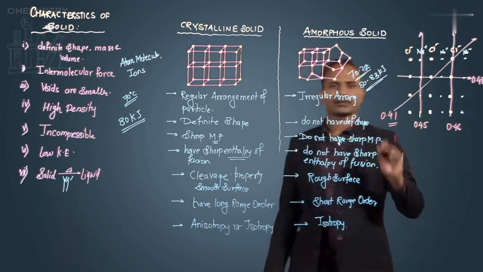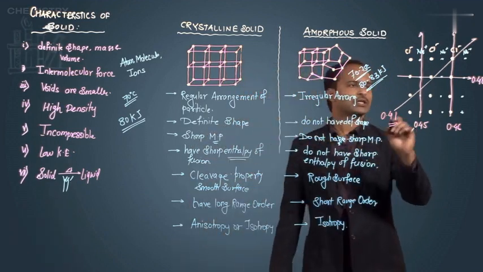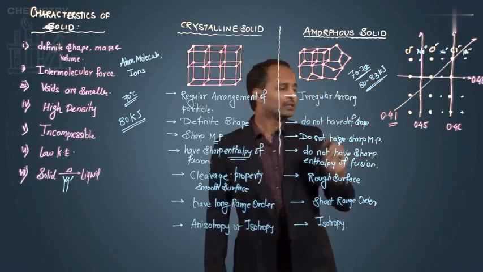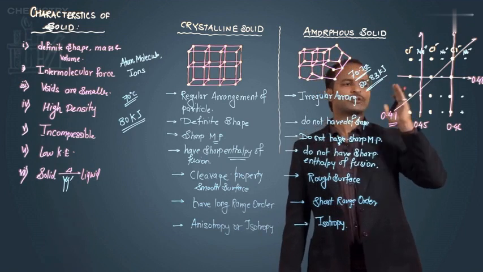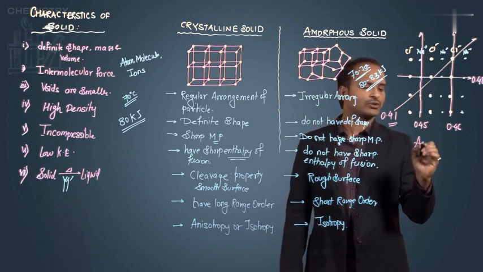So I can say that in the case of NaCl, when the same property is measured in different directions, we get different values. A solid that gives different values in different directions is called anisotropic.